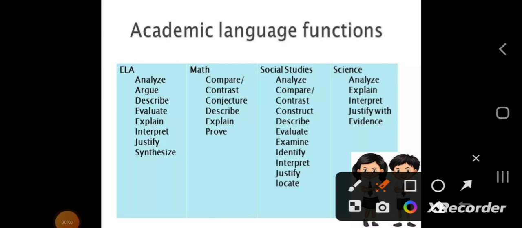Each of these skills is used in different ways across subjects like English language arts, maths, social studies, and science. English language arts: analyze. Maths: compare or contrast. Social studies: analyze. Science: analyze, argue, describe, evaluate, explain, interpret. Maths: conjecture, describe, explain, prove. Social studies: analyze, compare or contrast, construct, describe, evaluate, examine, identify, interpret, justify, locate. Science: analyze, explain, interpret, justify with evidence.